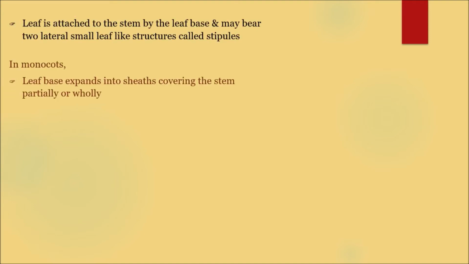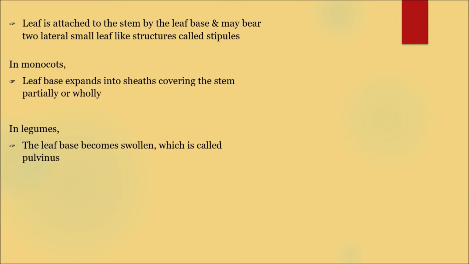In monocots, we can observe that leaf base expands into sheaths and covers the stem partially or completely. So in monocots, in consideration with the leaf base, we can observe that the leaf base expands into sheaths and covers the stem partially or wholly. And coming to legumes, in legumes the leaf base becomes swollen, which we call pulvinus. So in leguminous plants the leaf base becomes swollen and that swollen part is called as pulvinus.